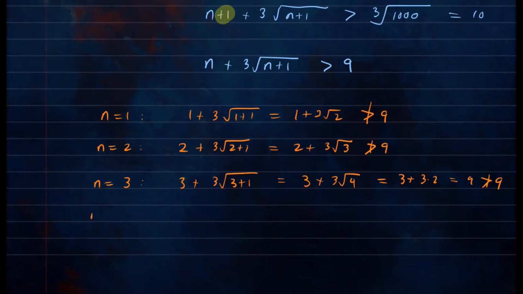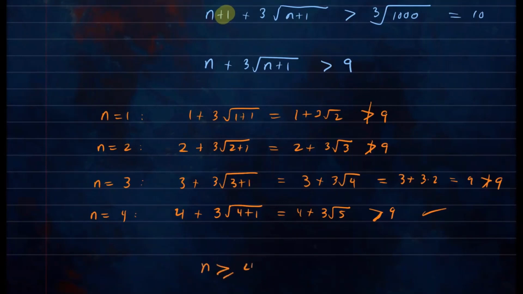So the next value for n will definitely work. So if n equals 4, you have 4 plus 3 times the square root of 4 plus 1, which is 4 plus 3 times the square root of 5. Now, if you put this in your calculator, you will get a value that's greater than 9. So this is checked. So n has to be greater than or equal to 4 for the total sum to have an error less than 0.001.